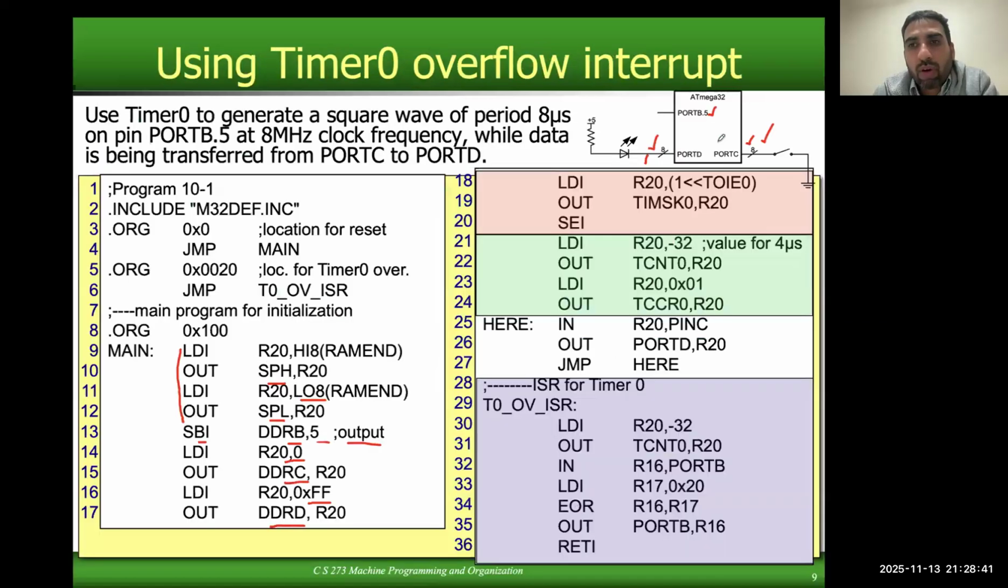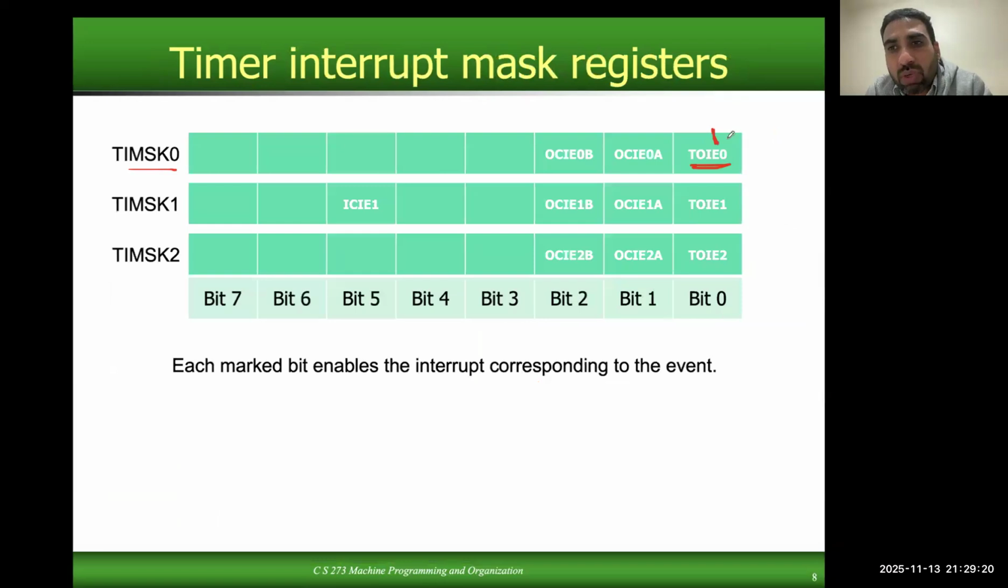To enable it, we are simply saying shift 1 towards the left, TOIE0 times. Actually, it is not defined here, but you can put a directive which says equate TOIE0 equal to 0. So now you are putting 1 in R20, and then you write R20 to TIMSK0. Which means that in this register, TIMSK0, all the bits will be 0 other than the bit at index 0. So this bit is set equal to 1 and all other bits are 0.